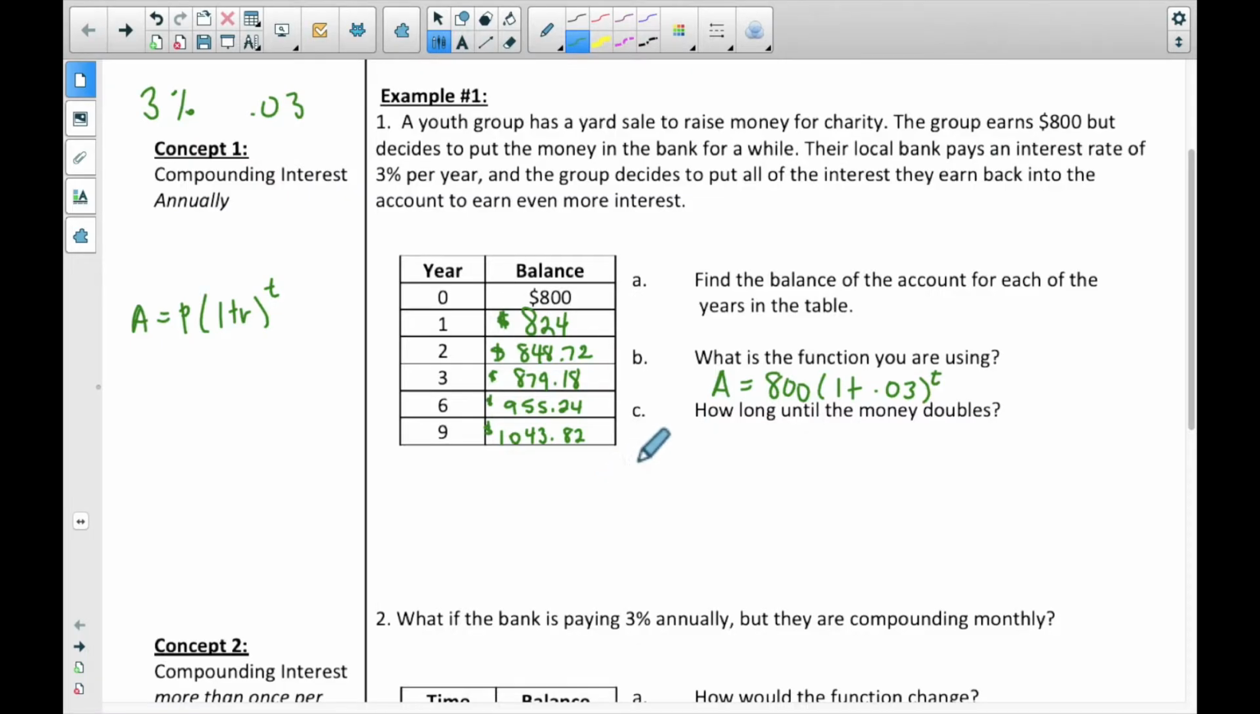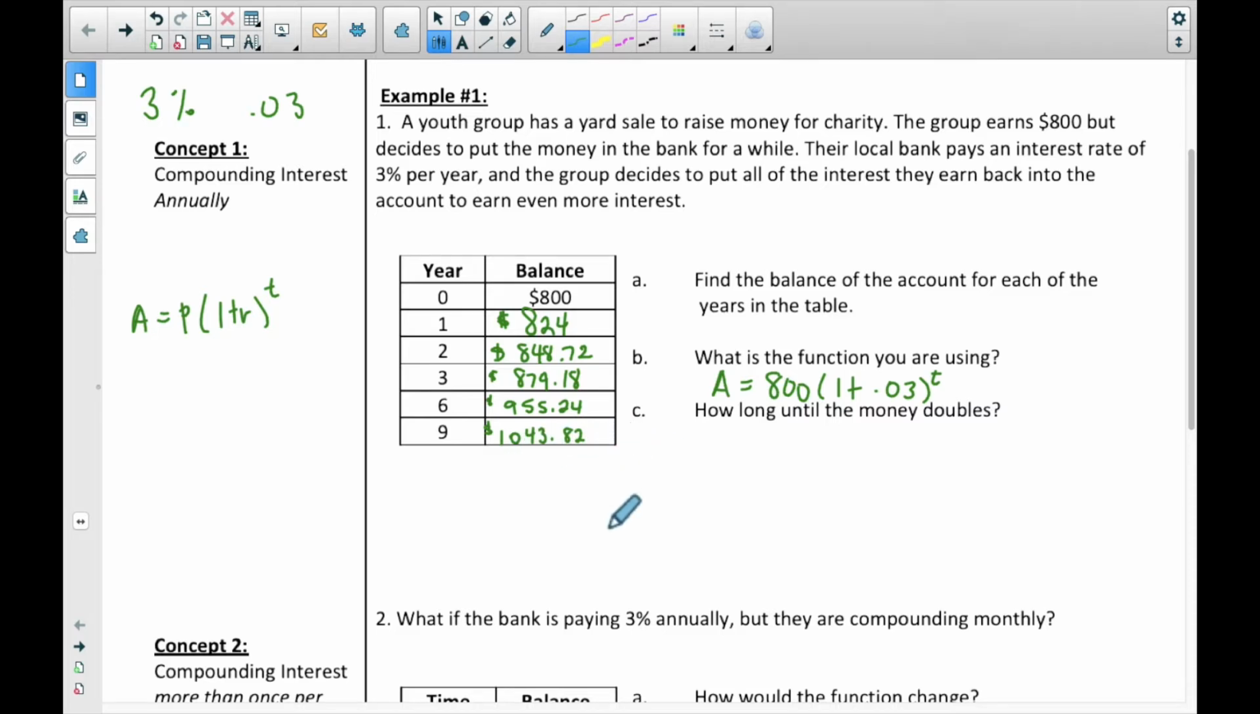Okay, hopefully you were doing that on your own calculator as well, but these are the numbers that we got off of the table from the calculator. Now the question is, how long until the money doubles? Well, we start out with $800, we need to get up to $1,600. We're not there yet.